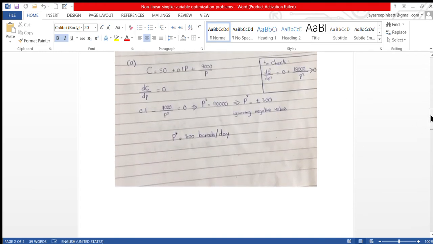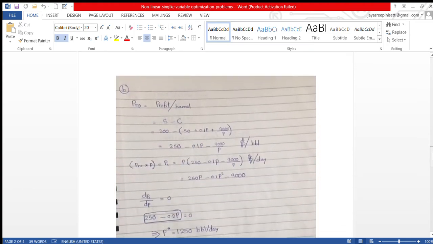So what is the profit? Profit equals selling price minus cost. The selling price is already mentioned in the problem, $300 per barrel. The production cost per barrel is this one. So the selling price is 300 minus the cost function, 50 plus 0.1P plus 9000 over P. Simplify this equation and you get the profit per barrel: 250 minus 0.1P, in dollars per barrel.